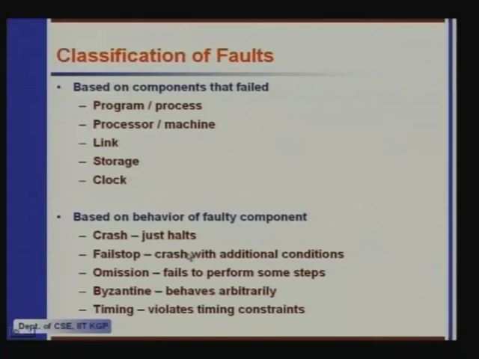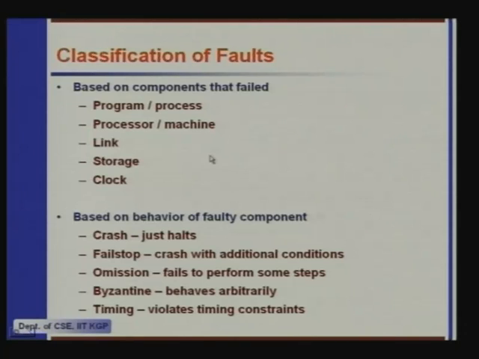So, first thing that we need to look at is, for fault tolerance, two important parameters on which we can develop the taxonomy for these algorithms. One is the type of fault, so we need to study the classification of faults, and the other is the type of redundancy or the type of tolerance that we want to define.